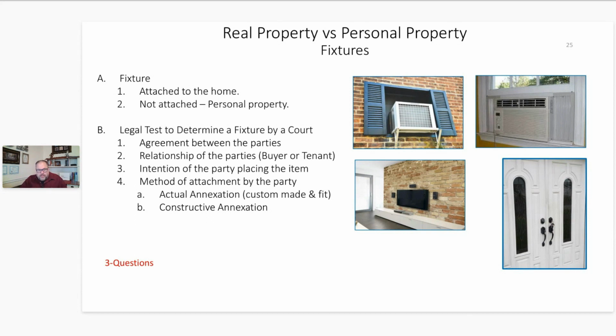So you really want to have a good opportunity to digest this, rest your eyes on this, and really understand these legal tests. Okay. All right, here we go.